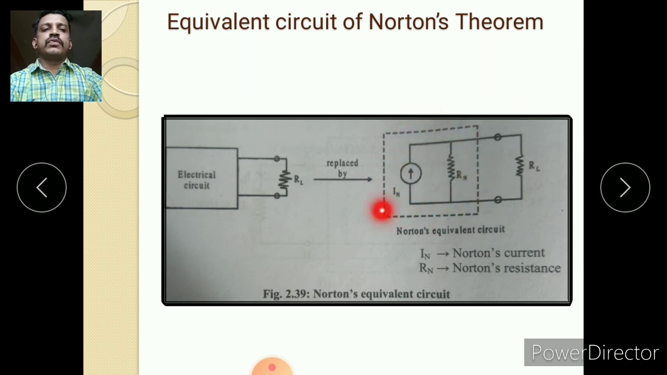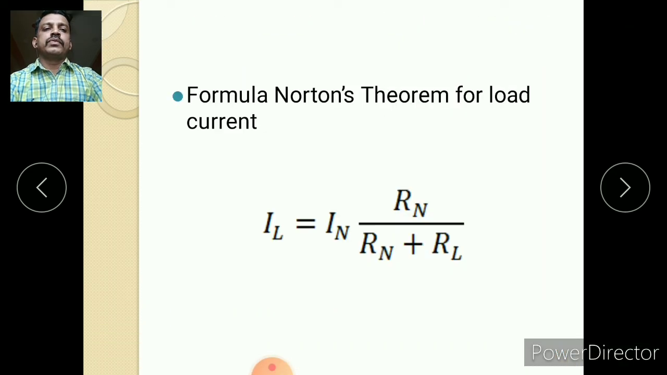So this is one of the important points. And the formula of Norton's theorem for load current is IL equal to IN times RN upon RN plus RL. So by using this, we can find out the load current.